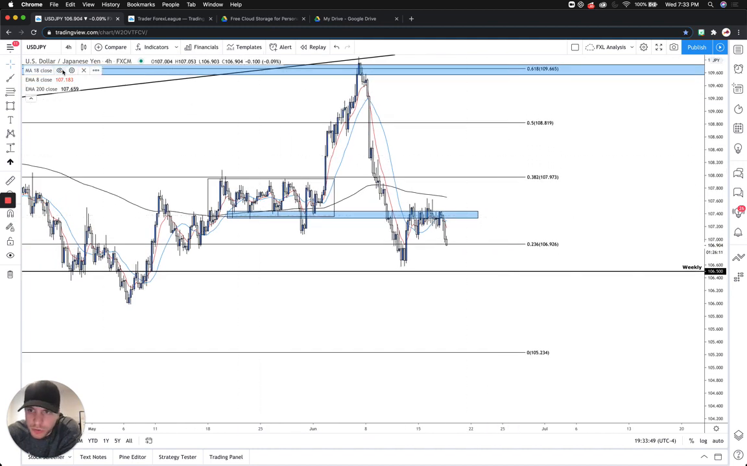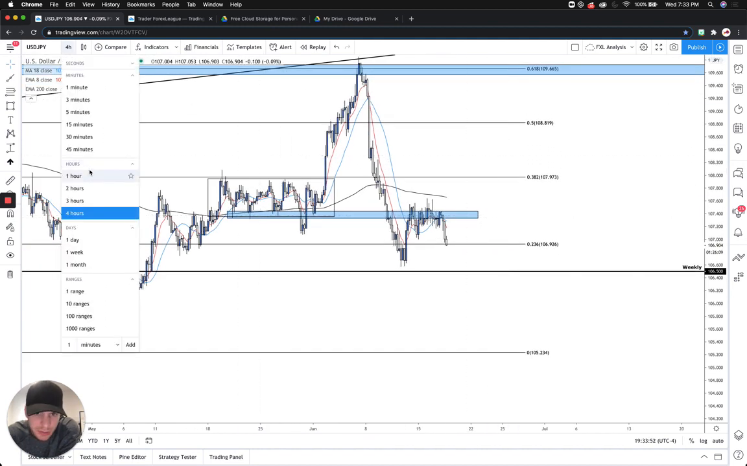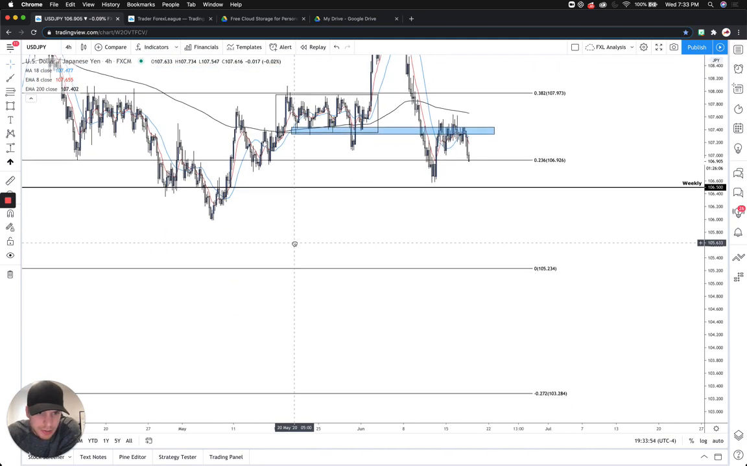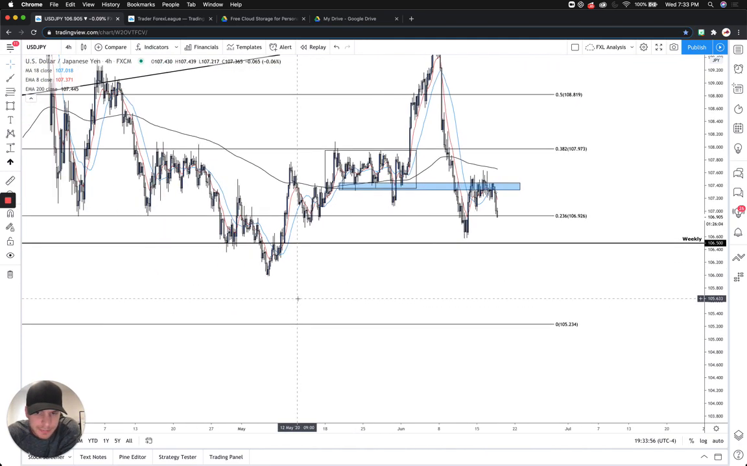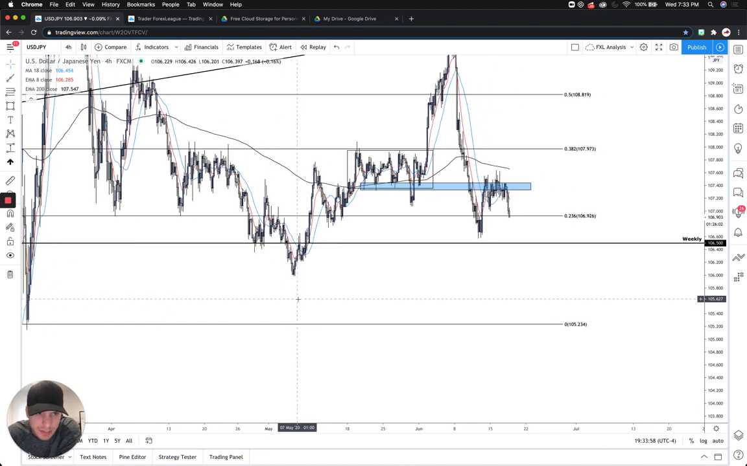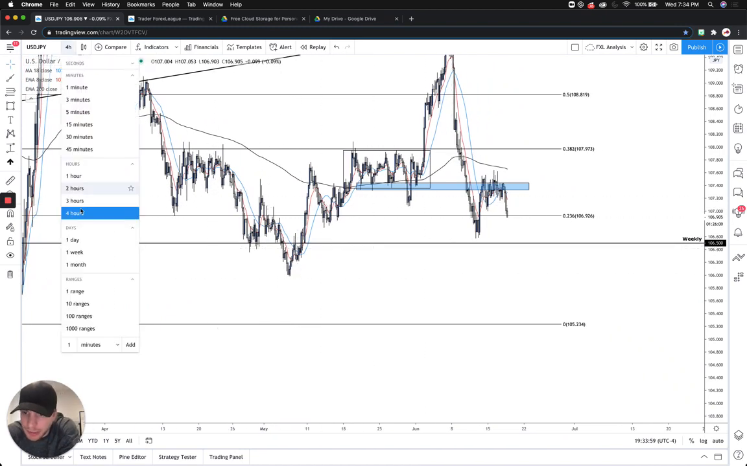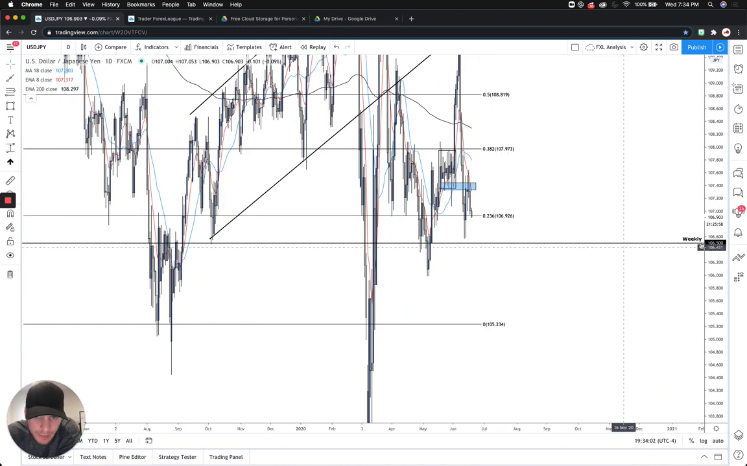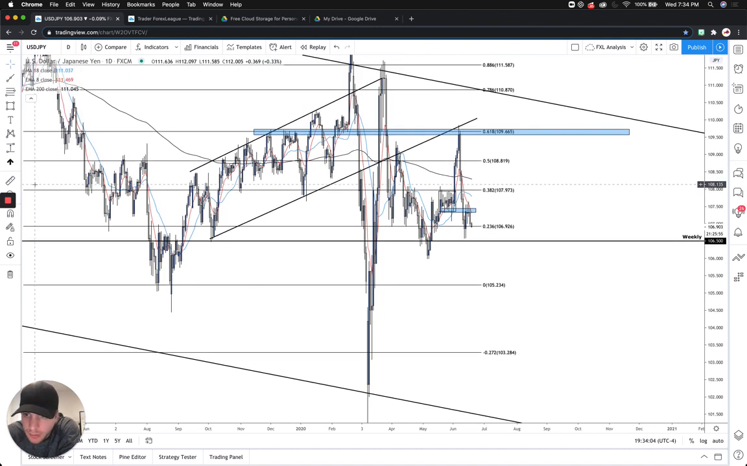Let's go ahead and drop to the 1 hour, see if we can get a trade opportunity. Damn, this thing's really going sideways. This weekly level is looking big. All right, let's go back to the daily for a second. I want to get a zone on this weekly.